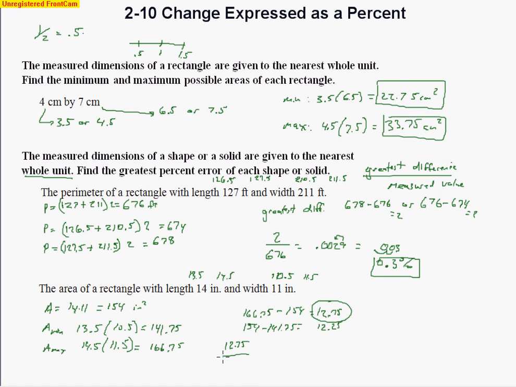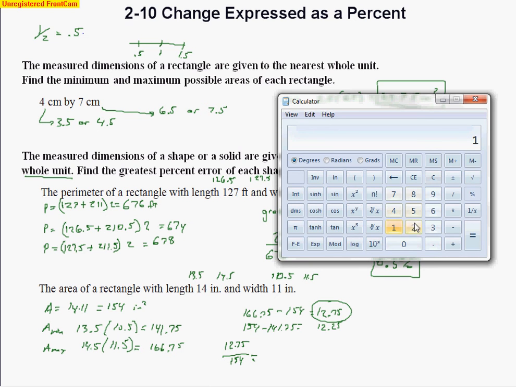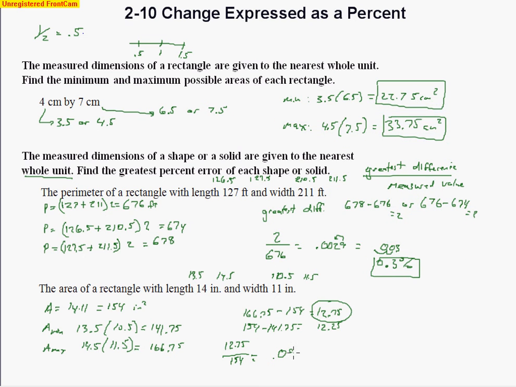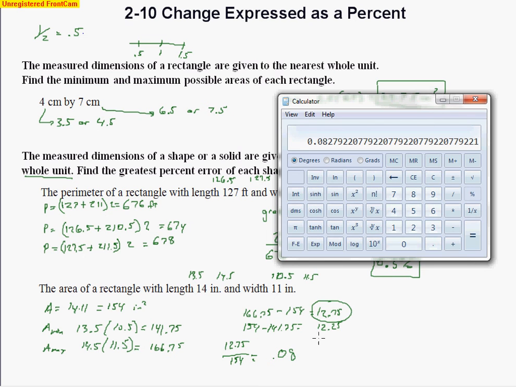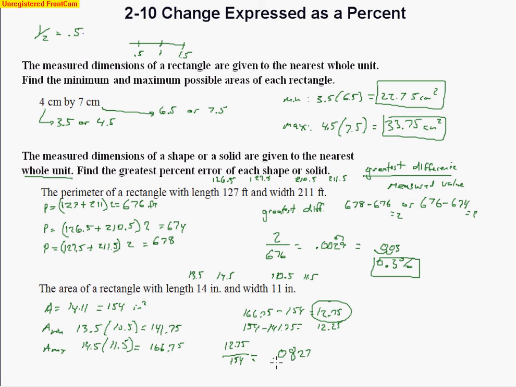So I'm going to take that number, 12.75, and divide it by the measured value, 154. There it is, 0.0827. So we move that decimal over 2 spaces. The 2 is not big enough to round that up, so we say that's about 8% error.